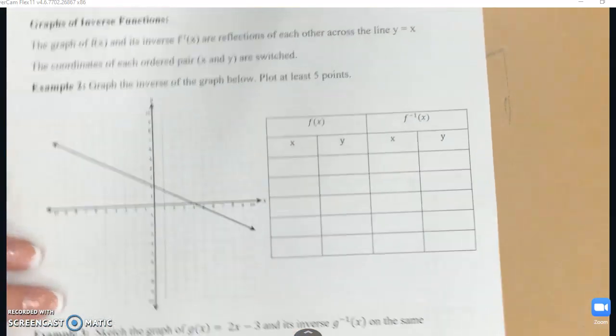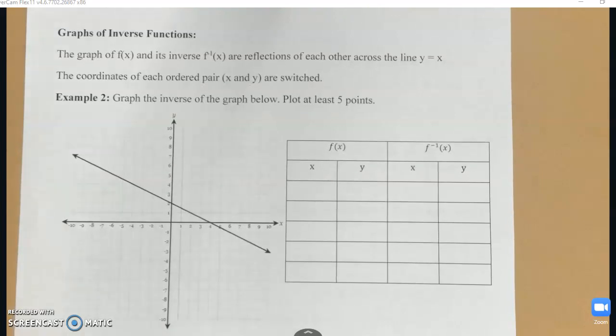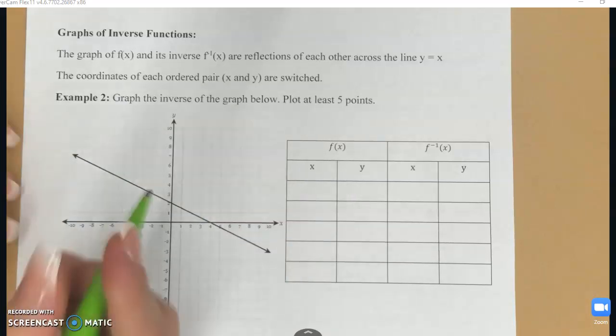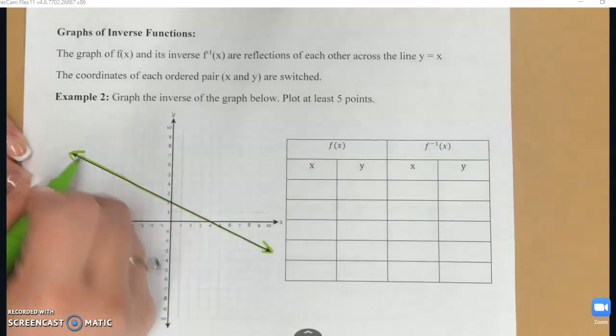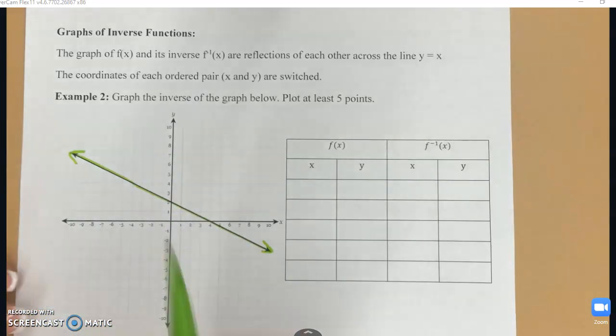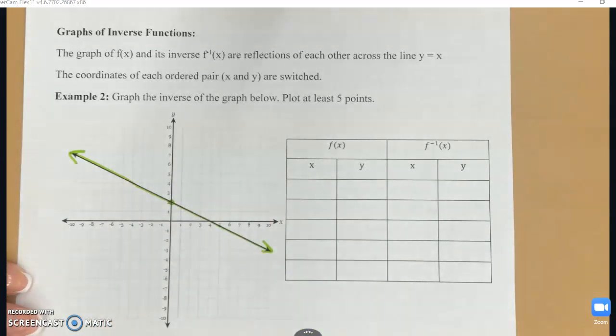Another way we can do this is graphically. So remember, we're switching our x's and our y's. If you're given a graph, one way to find the inverse graph is to find some points on your graph, swap the coordinates of your x and y's, graph them, and connect the dots. So here I have a graph, f of x. I am going to color over it in green so that we can differentiate between our original and our inverse. And I'm going to go along here and just pick a couple points that I can easily pick out.